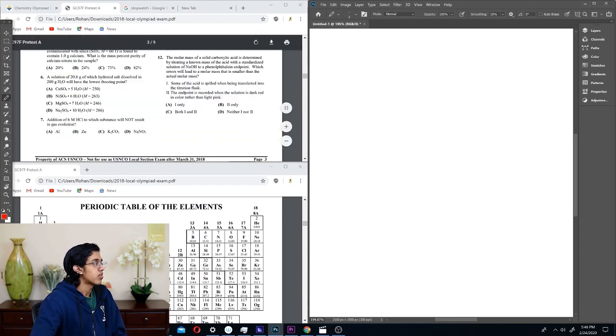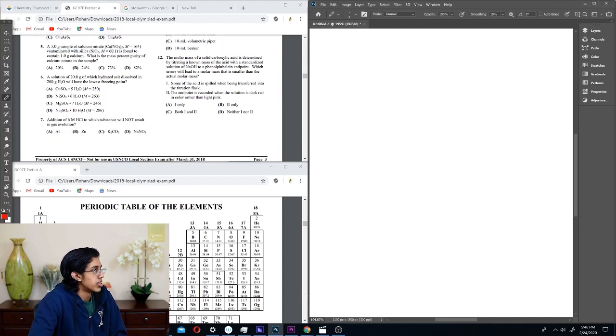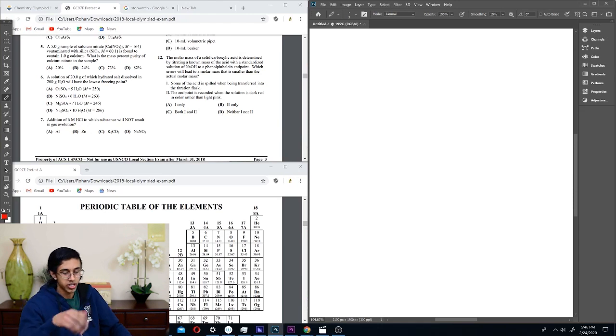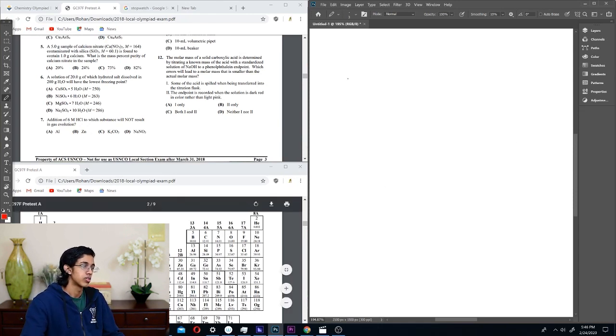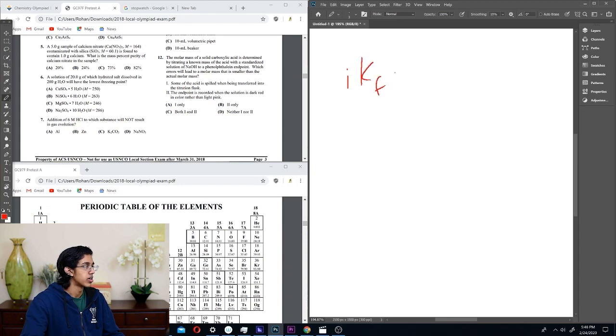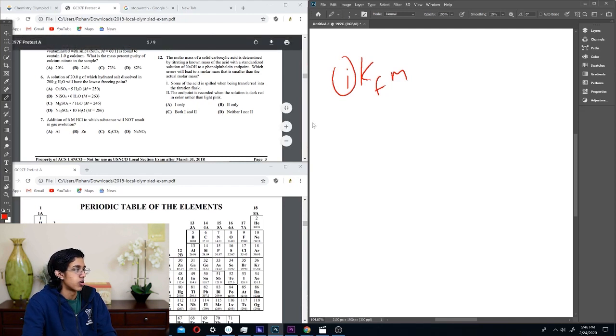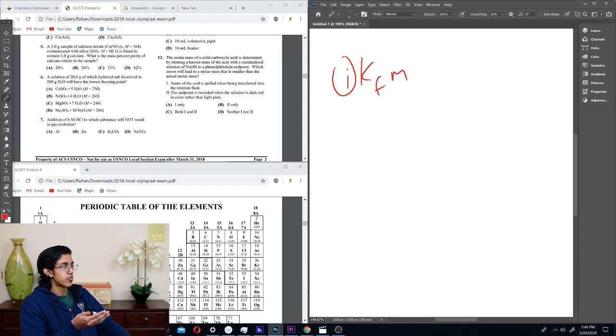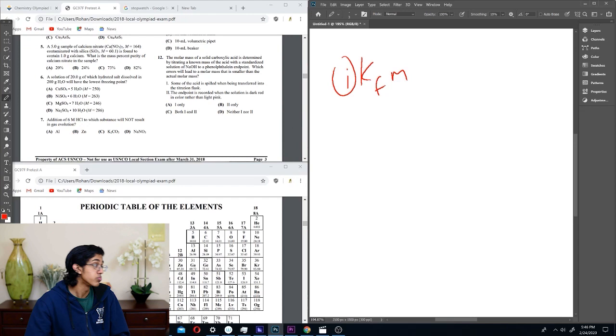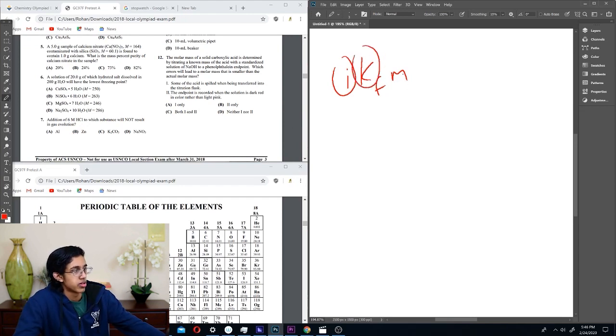Okay. A solution of 20 grams of which hydrated salt dissolved in 2 grams of H2O will have the lowest freezing point. So basically the formula is i Kf m. Wait, how do you do hydrated salt? Oh, so basically i is going to be 2 for all the binary salts. It's the number of ions they split up into. So CuSO4 splits into Cu2+ and SO4 2-. And then Kf is a constant for water, and then m is going to be based on the molar mass.